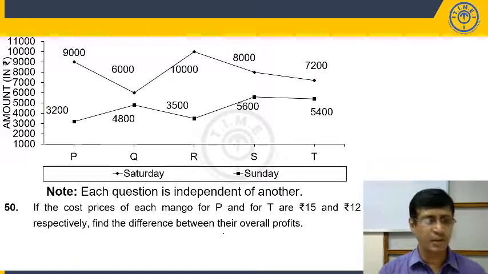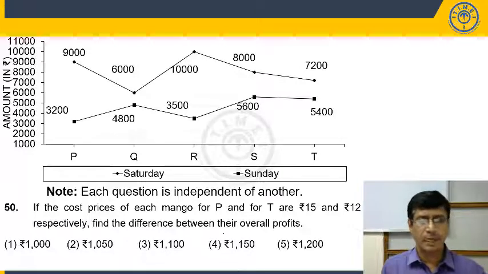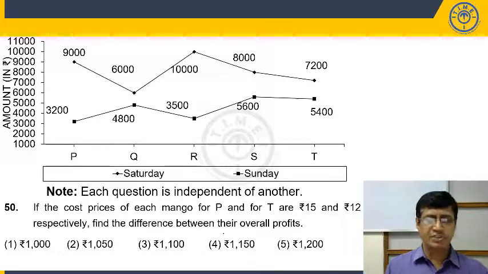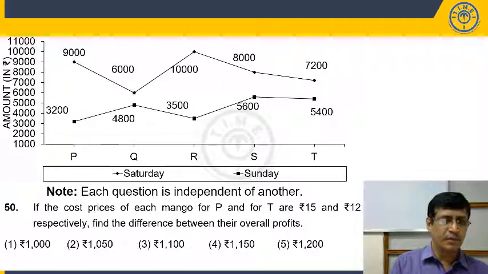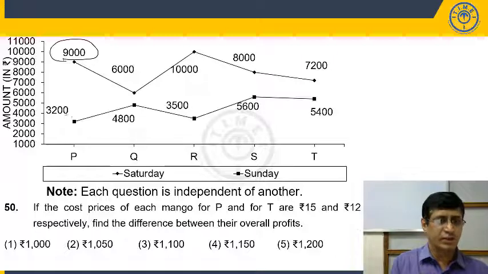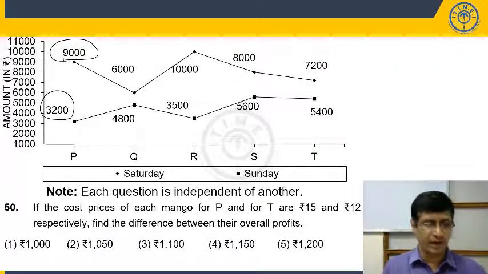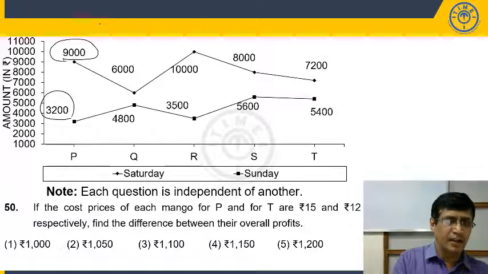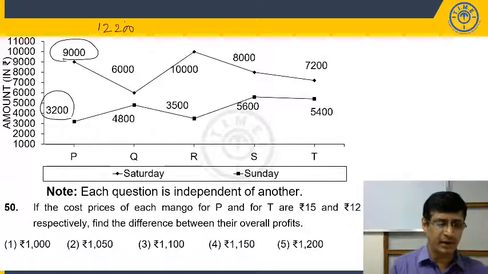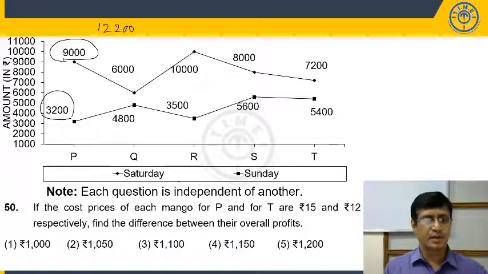Now, next question on your screen, question number 50. If the cost price of each mango for P and T are 15 and 12 rupees respectively, find the difference between their overall profits. So what we need to find? The overall profit of P and T. P value, if you observe, 9,000 plus 3,200. How much is the sum? It is 12,200. Am I right?